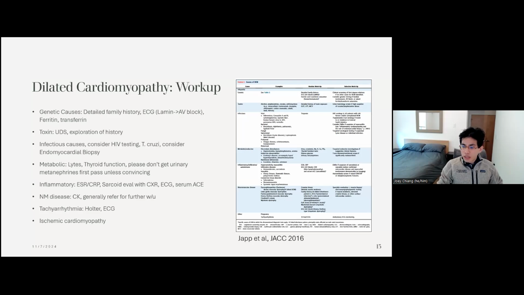And then let's see, as mentioned, for inflammatory etiologies, you can also get sarcoid evaluation with chest X-ray, ECG, serum ACE as well. I typically don't see very many neuromuscular diseases, so I would probably just get a CK to screen and then refer for further workup if you're very worried about that or if there's a family history. Great.